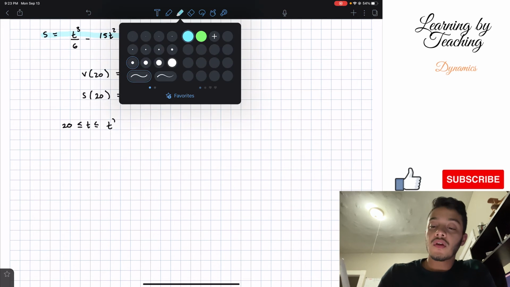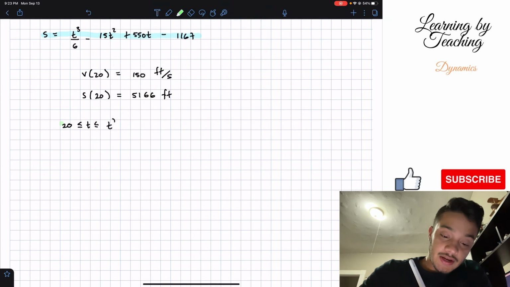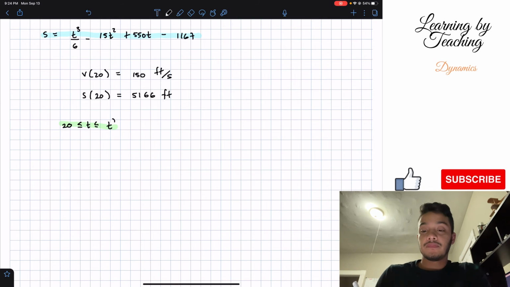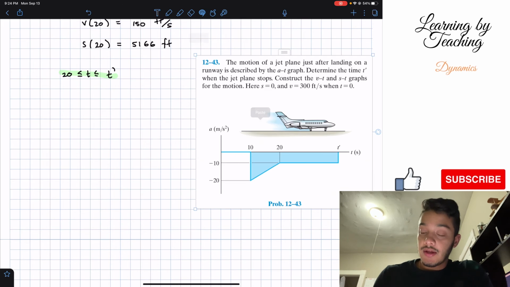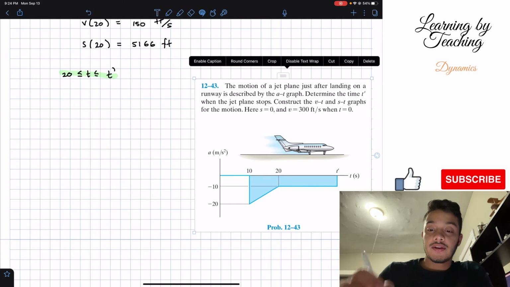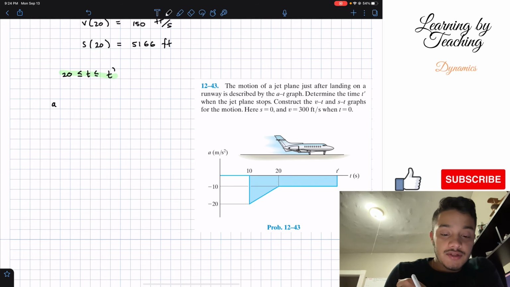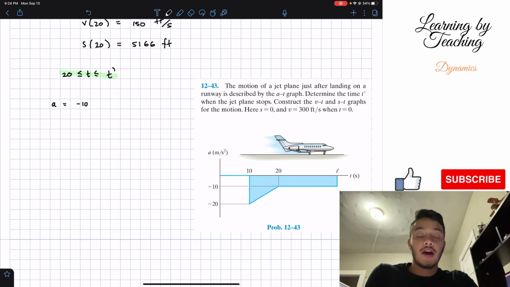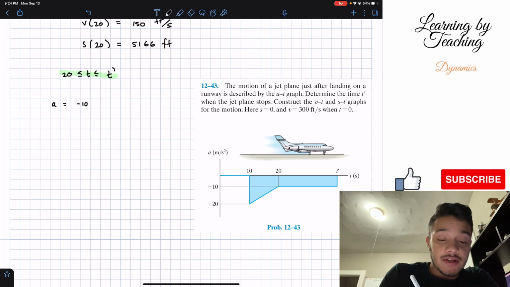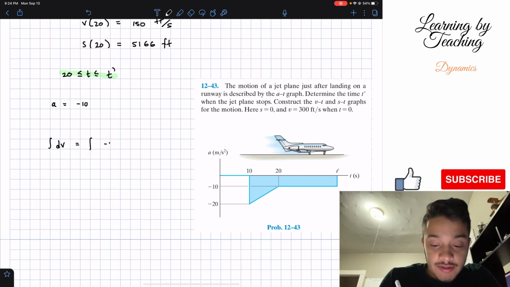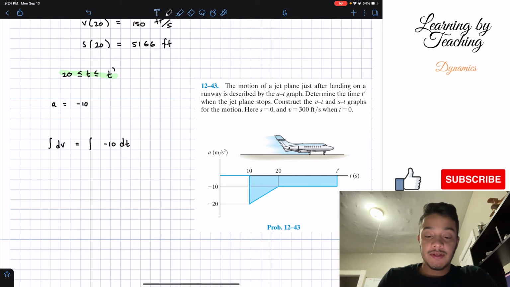Okay, so we're just going to highlight our time interval just to make sure we are doing a new time, and we're going to put our graph in here again so we know what is our acceleration. Okay, so we have that our acceleration for this time interval is equal to -10. Now, since our acceleration is equal to -10, we're going to have that the integral of our change in velocity has to be equal to the integral of -10 multiplied by the dt.